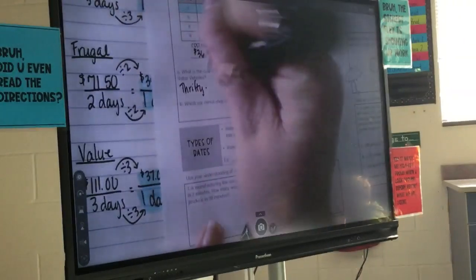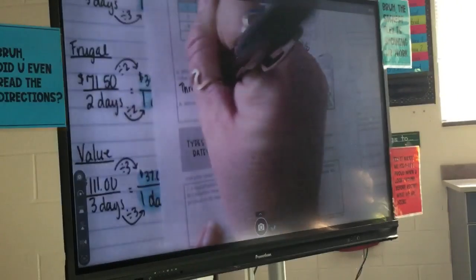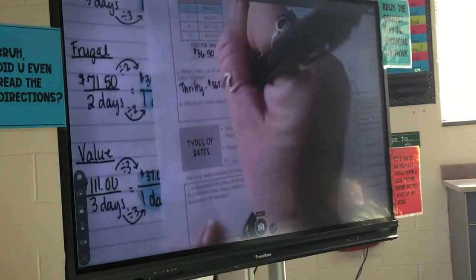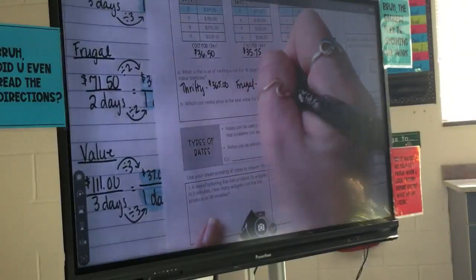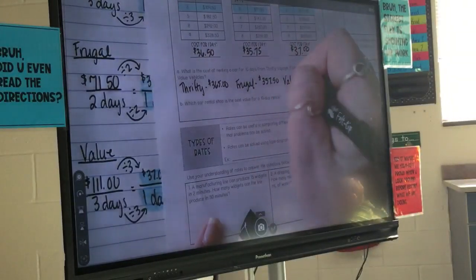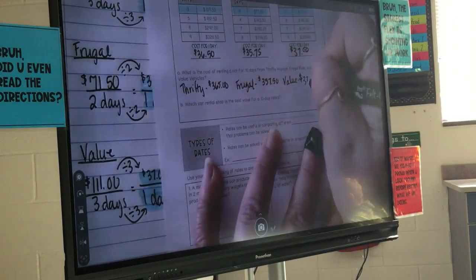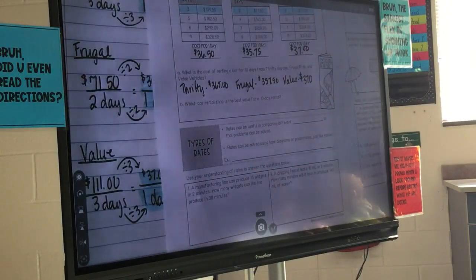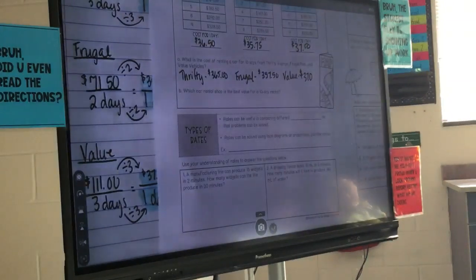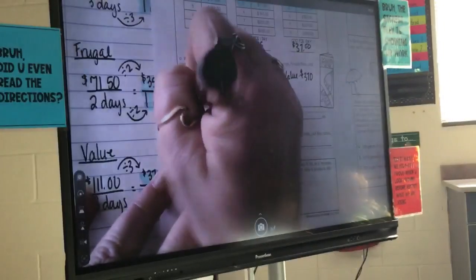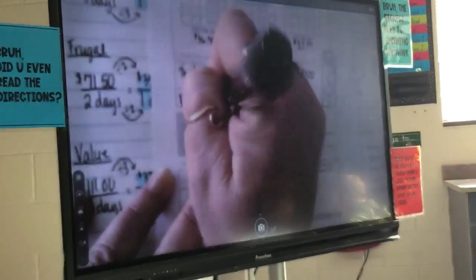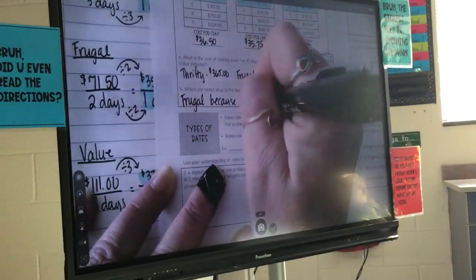So you have Thrifty, which is $365. You have Frugal, which is $357.50. And you have Value, which is $370. Which one is the best value for 10 days, and how do you know? Gracie? So it's Frugal because it's the cheapest. So Frugal because it is the cheapest.